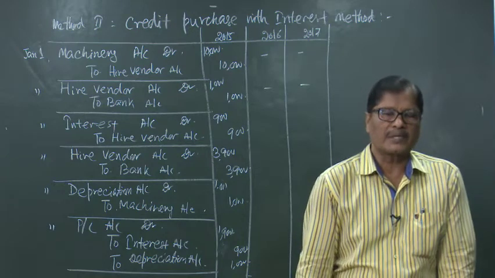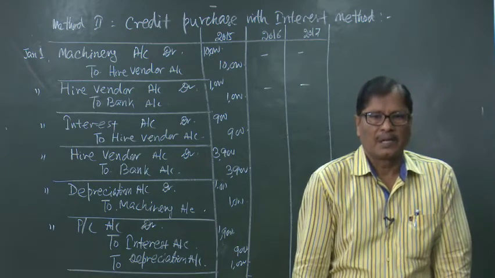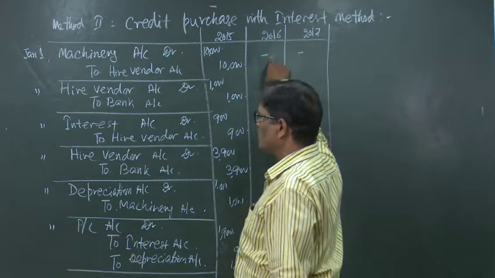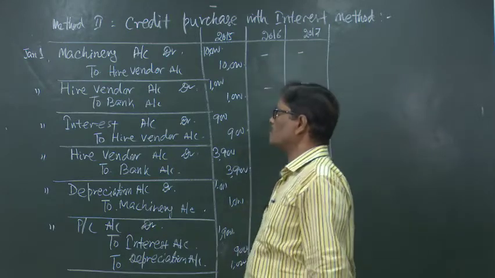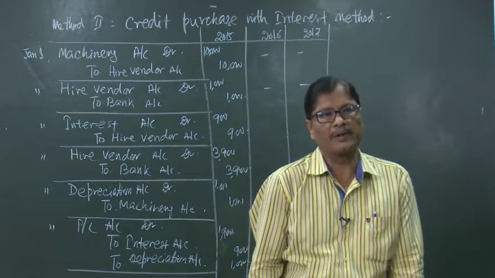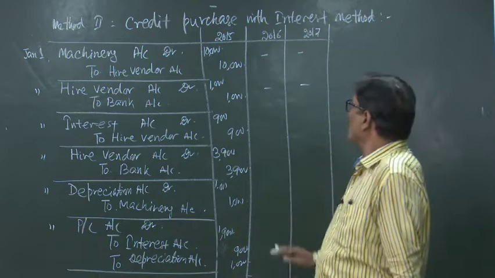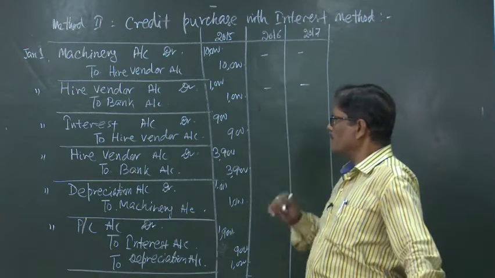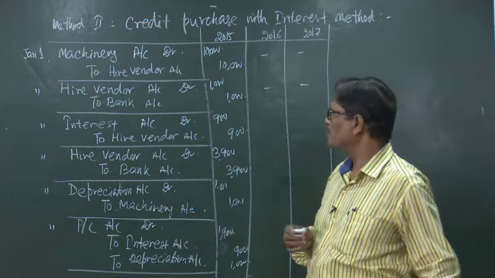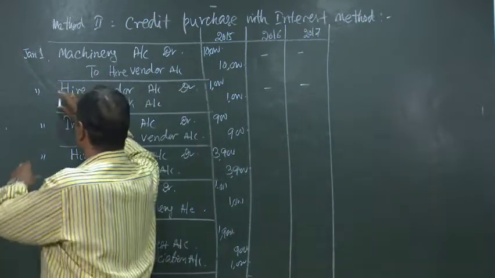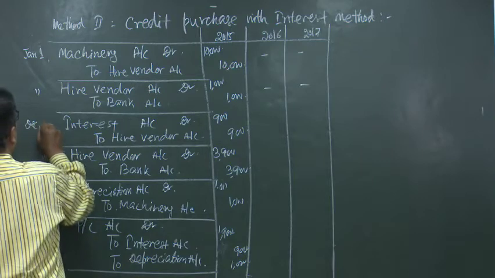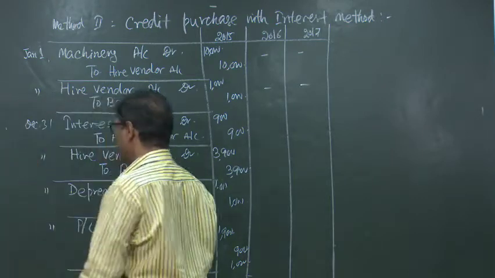Then we will come to the second year. In the second year, these two entries, as I told you, will not appear, because neither are we making any down payment nor are we purchasing the asset. It has already been purchased last year. Coming to 2016, the first entry will be at the end of the year, that is on 31st December. So, this was January 1st, this was January 1st, but this will be December 31st. Everything will be December 31st.